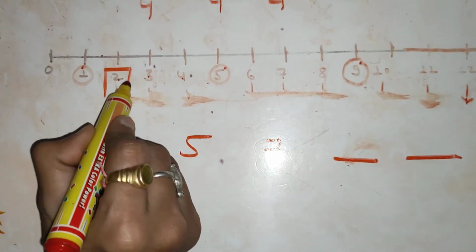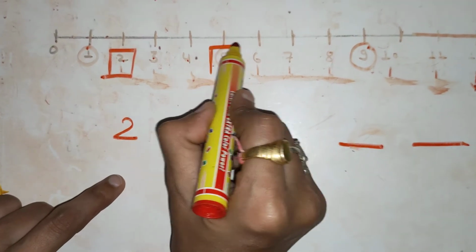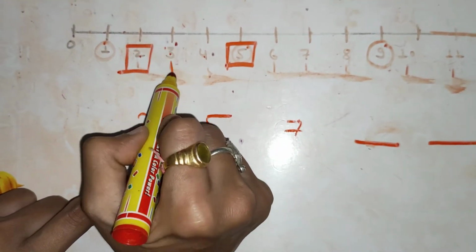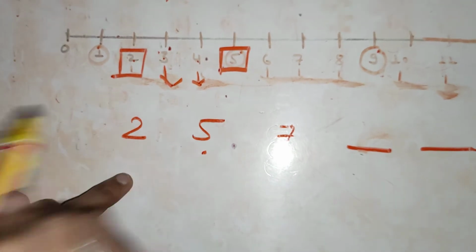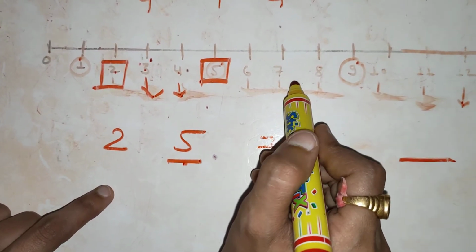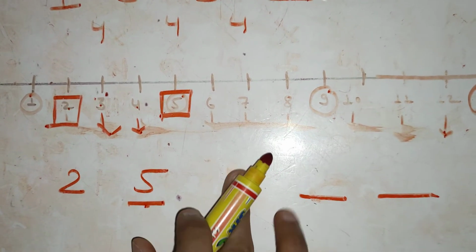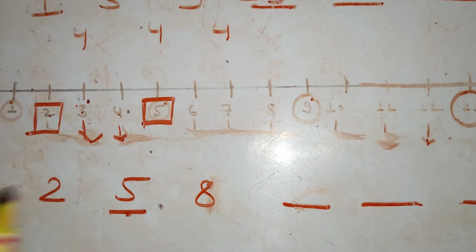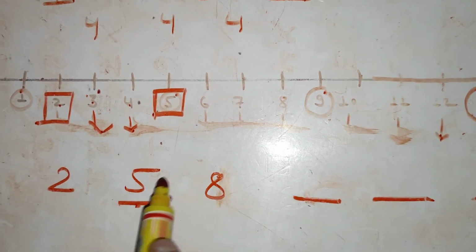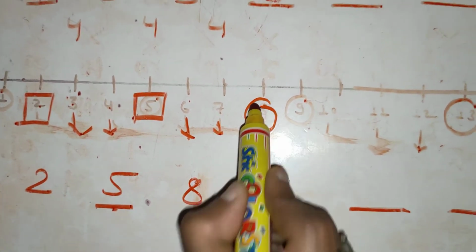You just see, my pointer is on 2, the next number is 5. As you all can see, how many numbers have I skipped? 2 numbers, 3 and 4. So the next number is 5. Now you can see, if I'm skipping this number and this number, my next number is 8.